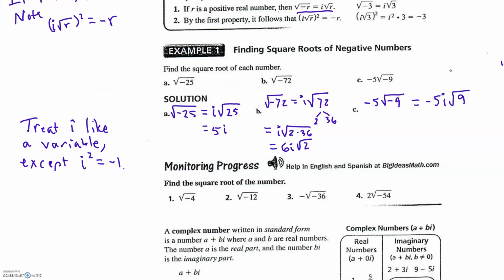We have negative 5i times the square root of 9. Square root of 9 is 3. So we have negative 5i times 3. Remember, treat the i like a variable. So we're going to do 3 times negative 5 and make that negative 15 times i. And there we have it.